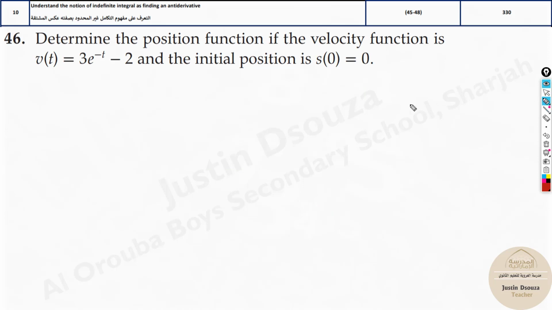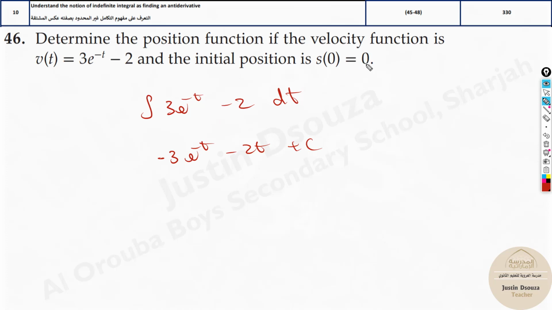Now, what about this problem? It's the same thing. But do you remember the formula for e to the power minus x? The integral is e to the power minus x, but the minus sign is there. So we will have to remember that. So the integral of 3e^(-t) minus 2 dt will directly be minus 3e to the power minus t minus 2t plus c.